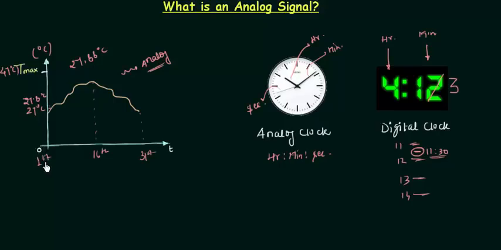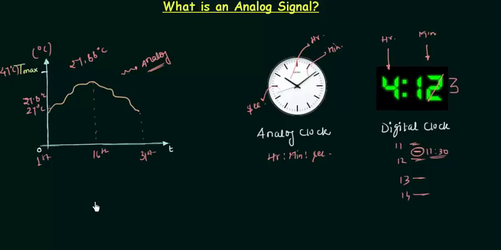So from 0 degrees Celsius we can have any value between the 47 degrees Celsius. So this one is analog because it can take any value within the given limit. So analog signal is the signal which can take any value within the given limit.